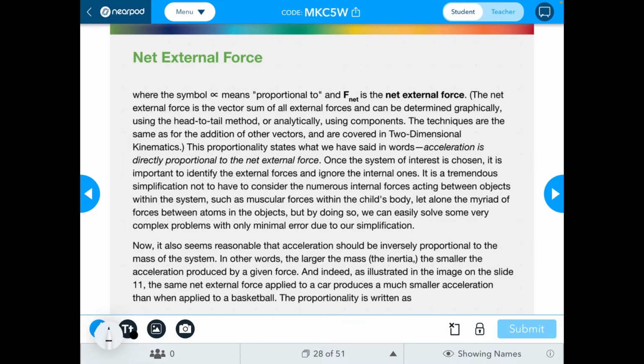But really what it means is that when we set up an equation, the force will be on one side of the equation, acceleration will be on the other side of the equation. One of them or both of them may be multiplied by some other number, but they are proportional to each other because they are equal, but with one maybe being a scaled up or scaled down version of the other.